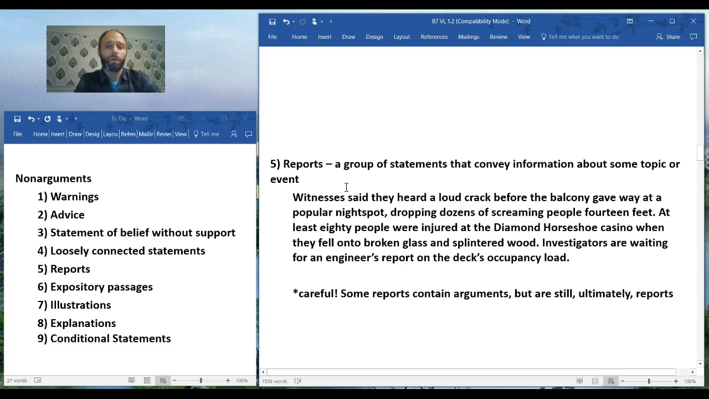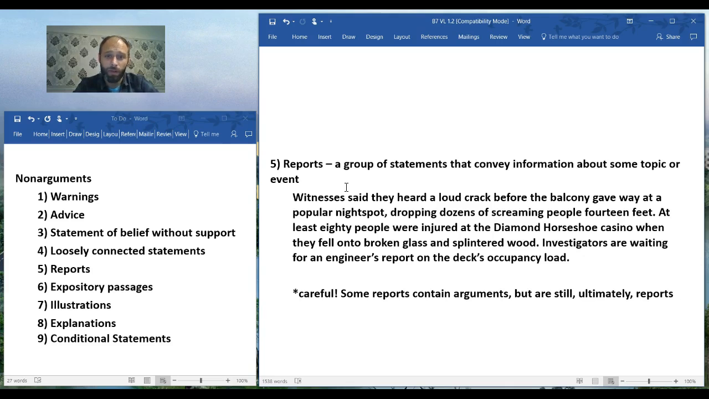Another type of non-argument is a report. So a report is a group of statements that convey information about some topic or event. So you might see there are all kinds of reports on the news, right? For example, witnesses said they heard a loud crack before the balcony gave way at a popular night spot, dropping dozens of screaming people 14 feet. At least 80 people were injured at the Diamond Horseshoe Casino when they fell onto broken glass and splintered wood. Investigators are waiting for an engineer's report on the deck's occupancy load. So this report is just a series of events.